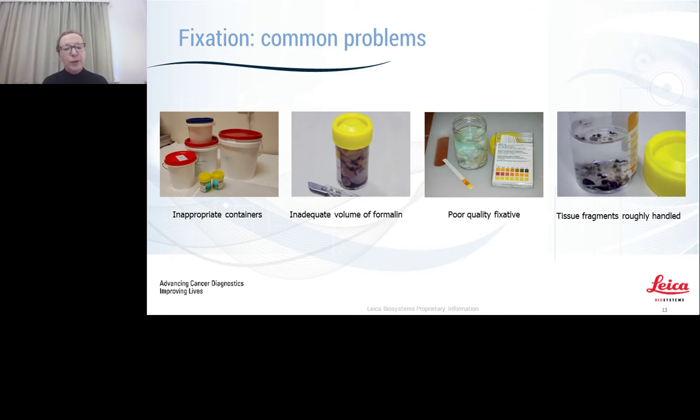So fixation, some common problems. Inappropriate containers, inadequate volume of formalin, poor quality fixative, or tissue fragments that are roughly handled. So think about the size of the container. You should be having a container that fits the specimen. There is generally a rule of thumb of 1 in 20, certainly no less than 1 in 10 volume tissue to fixative. The fixative pH is critically important to make sure that fixation actually happens correctly.